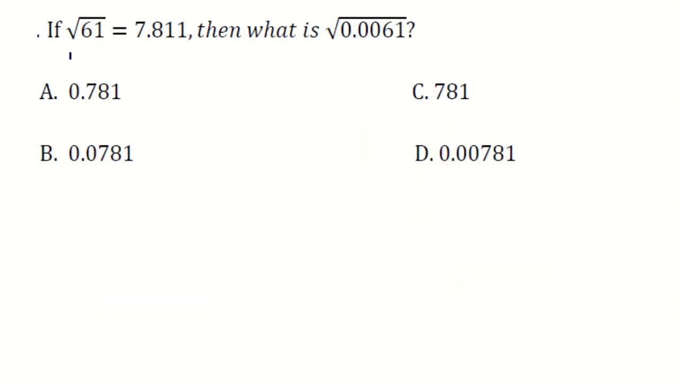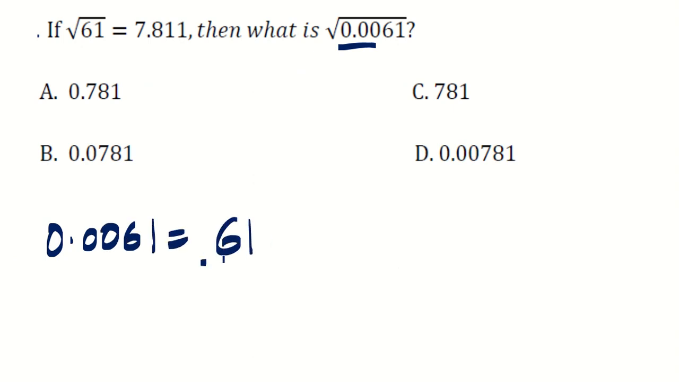Next question, radical 61 is given to you, the outcome. So what will be the radical of 0.0061? First of all, we need to write this one in this form, because what is given must be first observed, and then we have to try to write this one in terms of the given condition. So 0.0061 can be written as 61 over 1, 2, 3, 4 zeros. We can write it in this way.